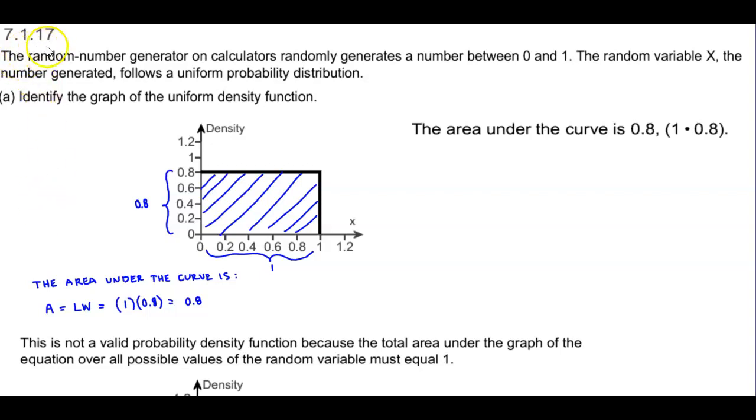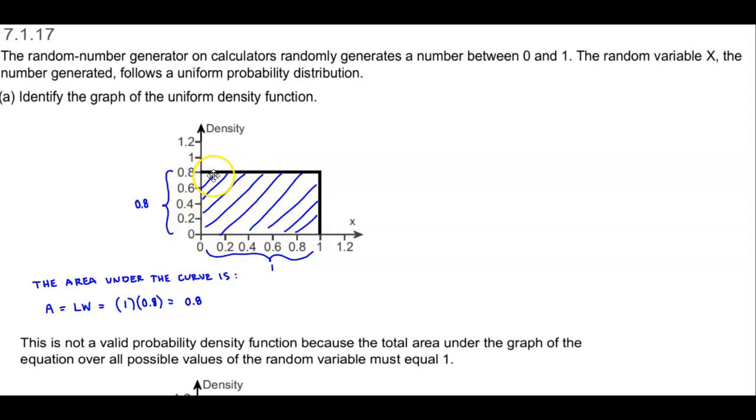Section 7.1.17. The random number generator on calculators randomly generates a number between 0 and 1. The random variable x, the number generated, follows a uniform probability distribution. So we want to identify the curve of the uniform density function. So here is our density function.